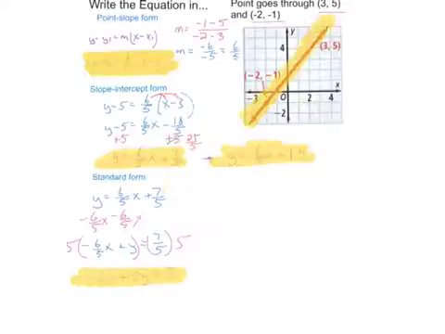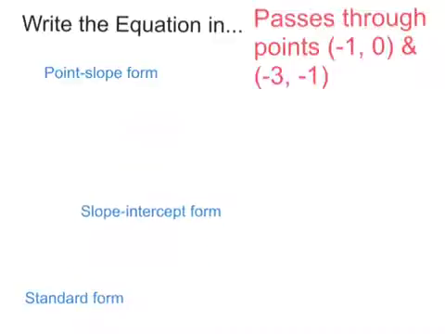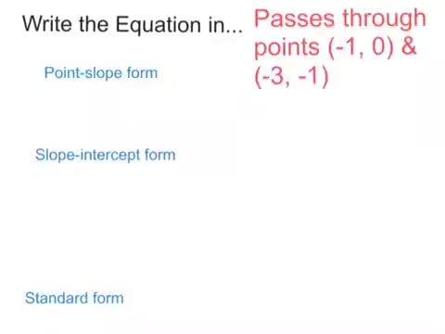Here's our line. We now have the equation written in three different forms. We have the point-slope form, we have the slope-intercept form, and we have standard form. These are all equivalent equations for this same line. So what I would like you to do now is to do the same thing as we did in the previous problem. Write the equation in point-slope form, then convert it to slope-intercept form, and finally write it in standard form.